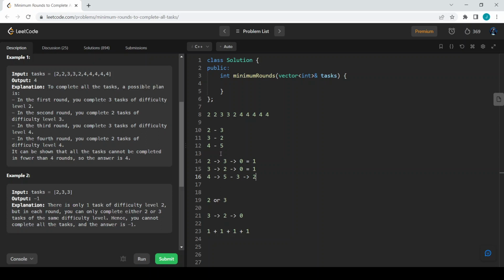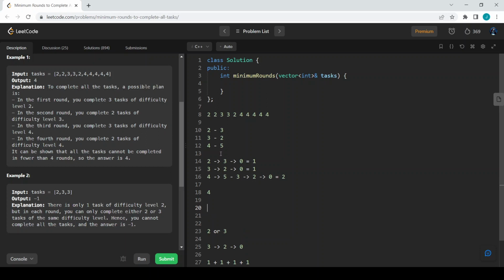So what we can do is we can do a 2 task from this, and we will reach 0, and there are 2 rounds required for completing this difficulty level 4. So in total we have got 4 rounds.